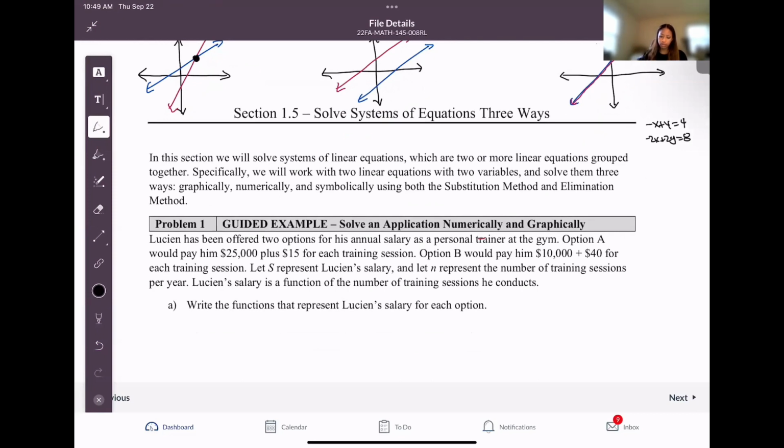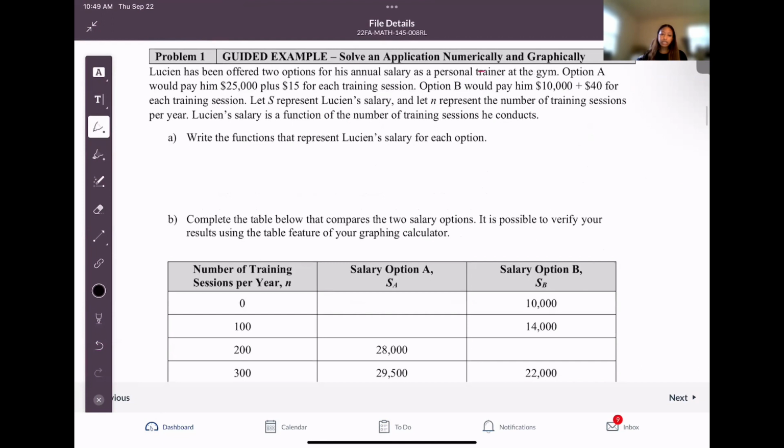Most of the time, our problems will intersect, but of course, we also have some no solution and infinitely many solution examples as well. For problem 1, this is a guided example that we're going to solve numerically and graphically, and then we're going to get into our algebraic solutions.